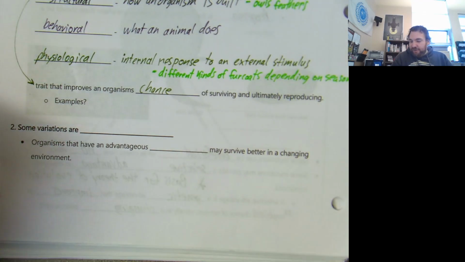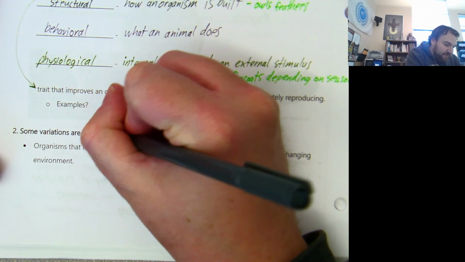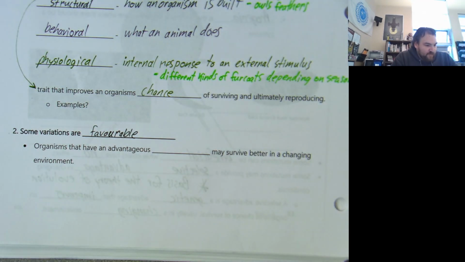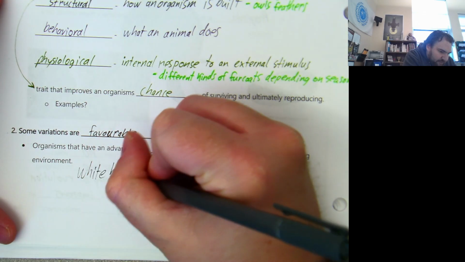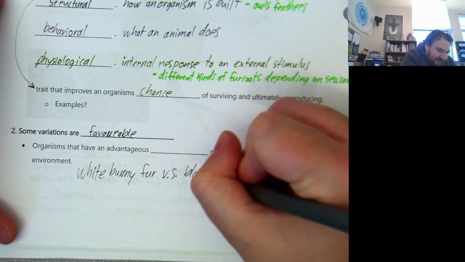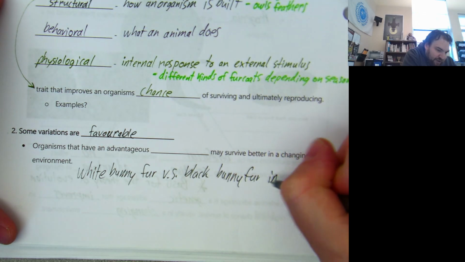Number 2, there needs to be some of the variations are favorable. It means beneficial to the animal. Like the white fur on bunnies is recessive, but it's favorable in the snow. So I'll use that as the example. White bunny fur versus black bunny fur in snow.